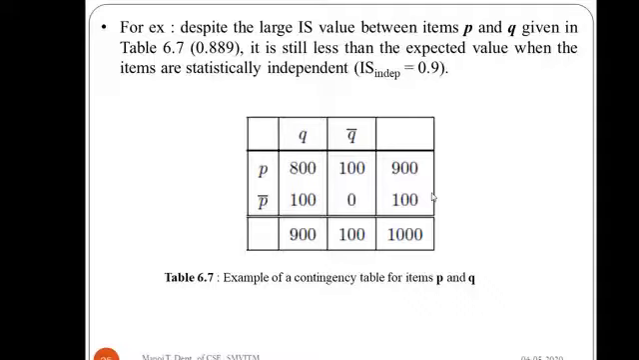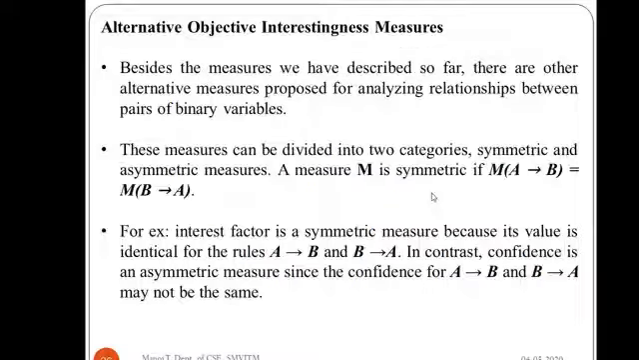So till now we have seen four measures, that is support and confidence. Then we have seen the interest factor. After that we have seen the correlation analysis. After that the IS measure. So four measures are over. Next we are going to see the alternative objective interestingness measures.